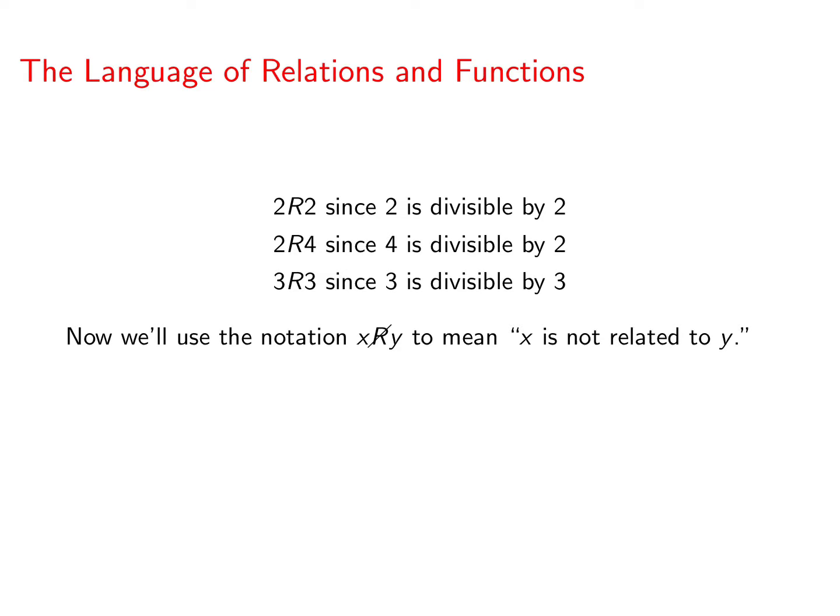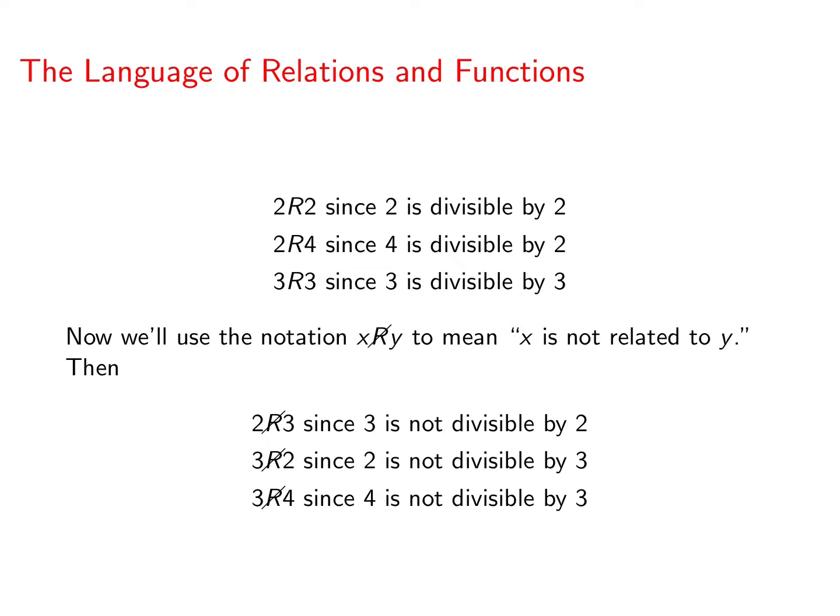Okay, now when we want to say that something is not related, we're going to say x is not related to y by putting a slash through the R. Kind of like when you do not equal. Then we can say that 2 is not related to 3, since 3 is not divisible by 2. 3 is not related to 2, since 2 is not divisible by 3. And 3 is not related to 4, since 4 is not divisible by 3.